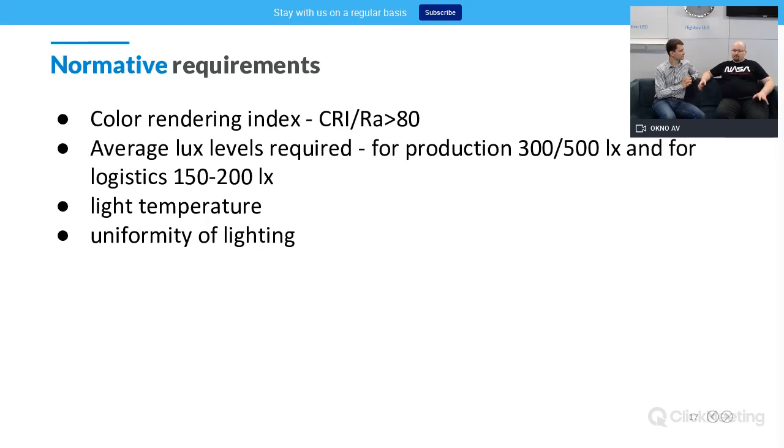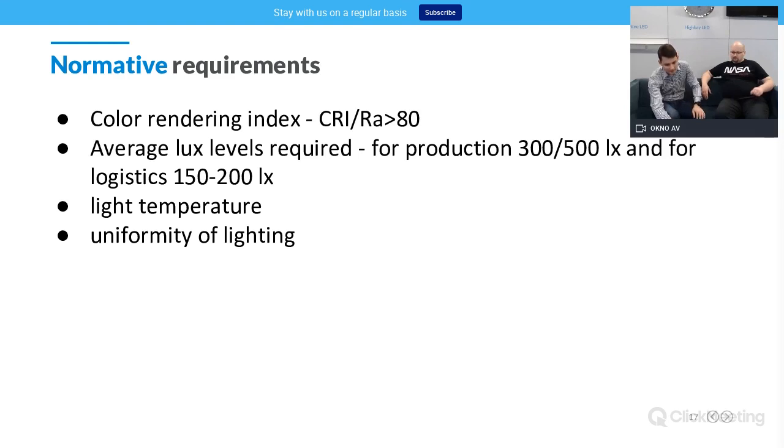And of course, the light temperature, or CCT, is not mentioned in the directives, but on average it is between 3000 and 4000 Kelvin, with some exceptions. Sometimes 5000 Kelvin can be used with a higher CRI, at least 90, for very specific quality control applications, depending totally on the customer needs. And the standard uniformity of lighting doesn't change.